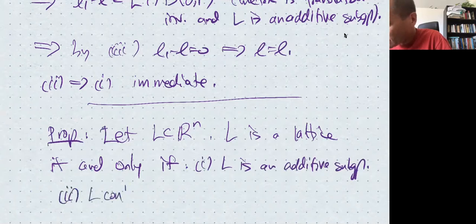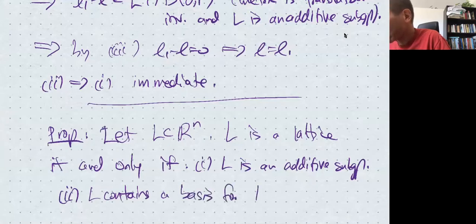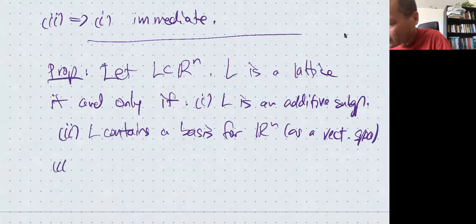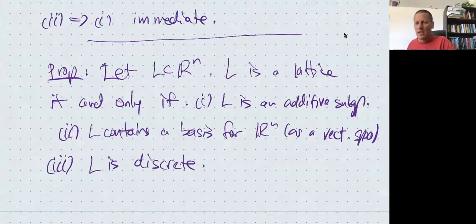L contains a basis for Rn as a vector space. Three, L is discrete. Okay, so that's the characterization of lattices that I mentioned.